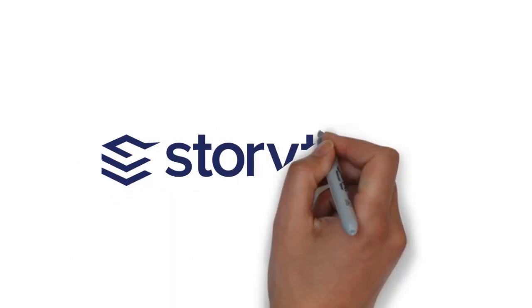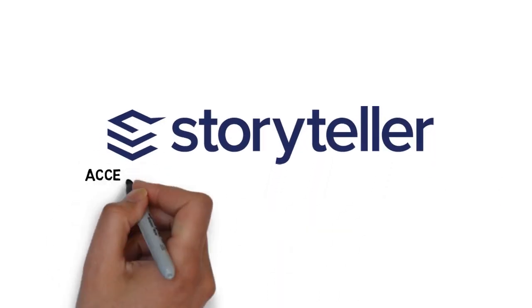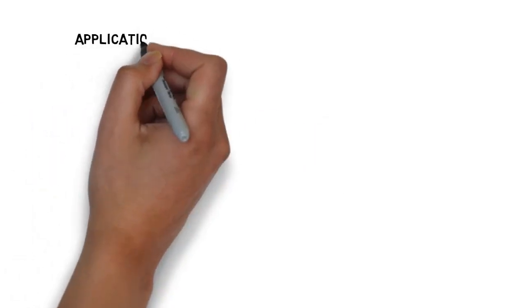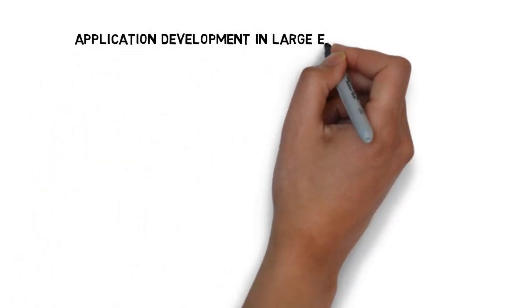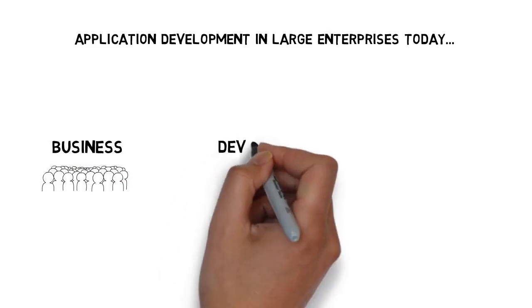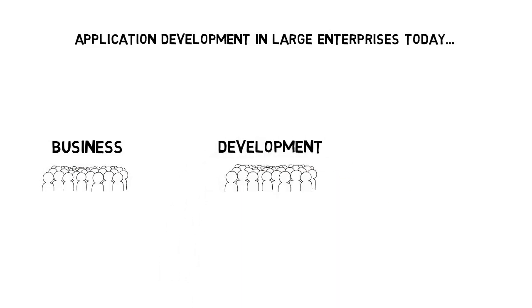In this video, we'll see how Storyteller can help accelerate application delivery in large global enterprises. If we look at application development in large enterprises today and abstract it up, we'll have business stakeholders who need some capability. We have a development group who's going to be delivering it, and most still have independent QA groups who will ensure that it meets all the quality needs.